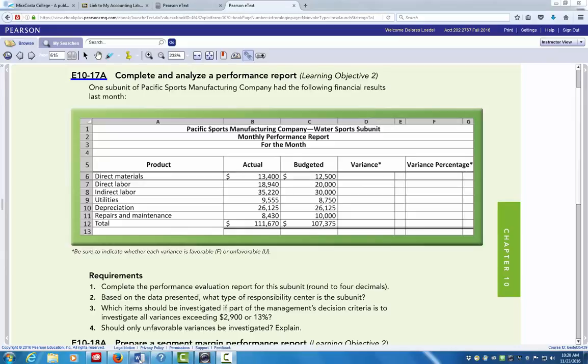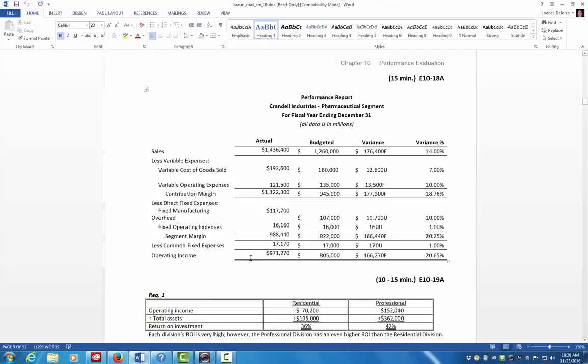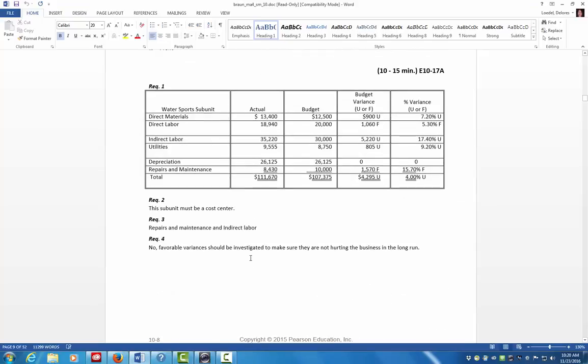So let's take a look at the solution for that. Okay, so here are our actual and budgeted numbers, and as noted before, subtracting your actual from your budget gives you an unfavorable variance of 900, and then taking the 900 and dividing that by the base, being the budget amount, gives you the 7.2% unfavorable variance. So that will answer requirement number 1 by going through and doing that for each one of these items. Note depreciation was right on, actual was right on with the budget, so there is a 0 there.